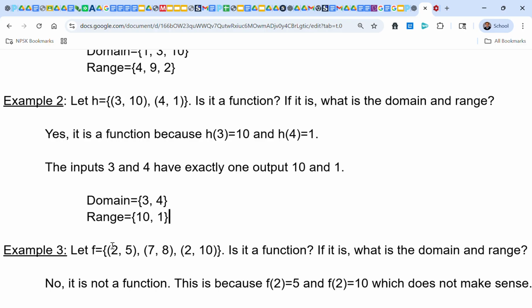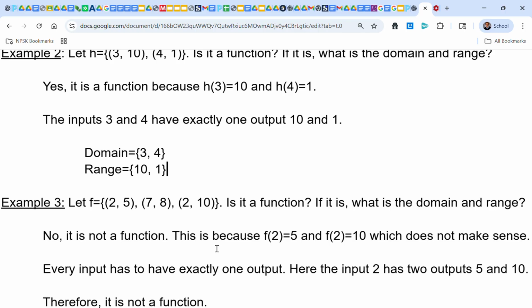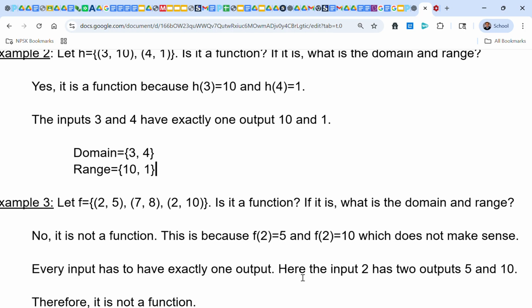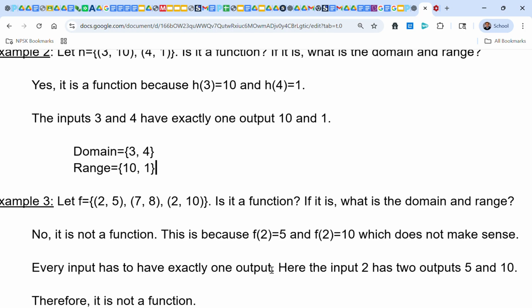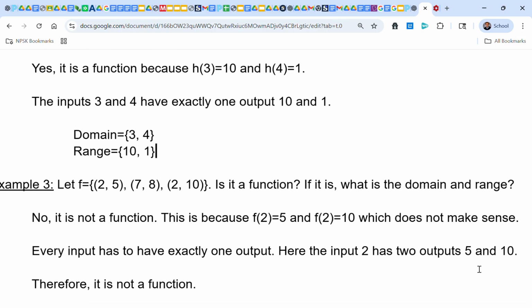Every input, 2, 2, should have exactly one output. These should both be 5 or these should both be 10. So this is not a function. Every input has to have exactly one output to be a function. Here the input 2 has 2 outputs, 5 and 10, so it is not a function.